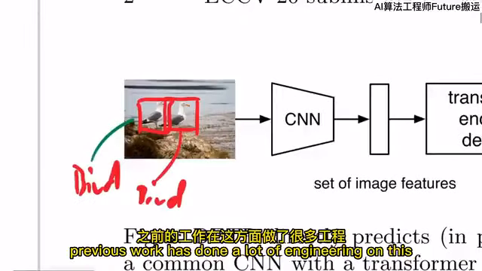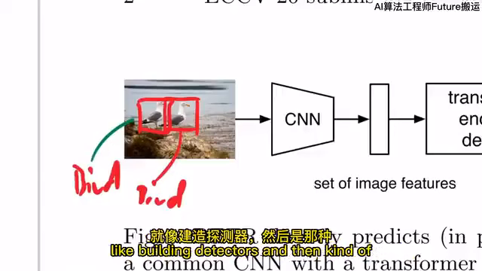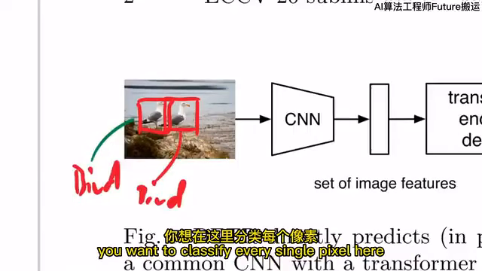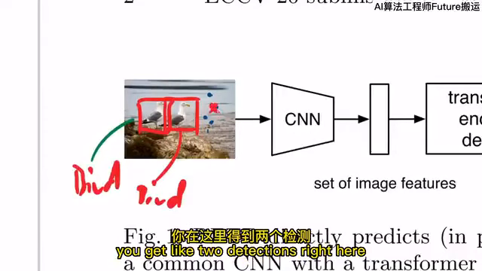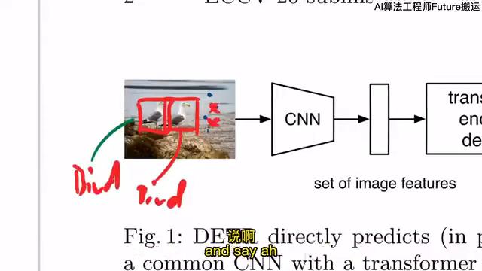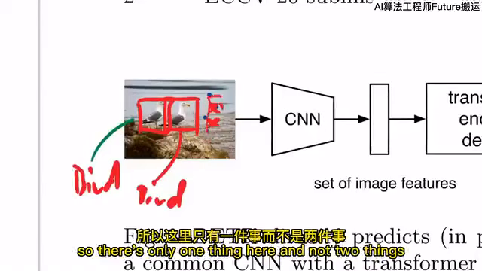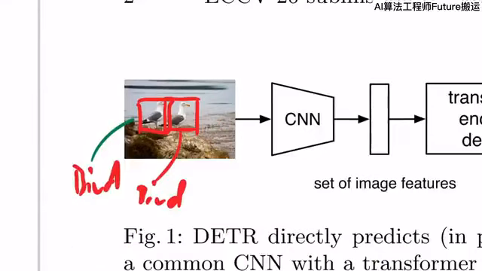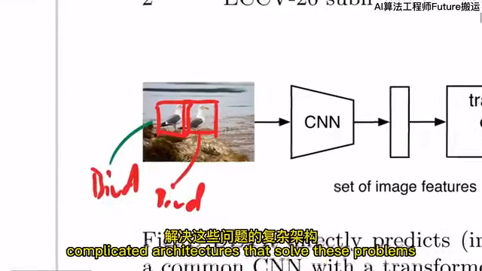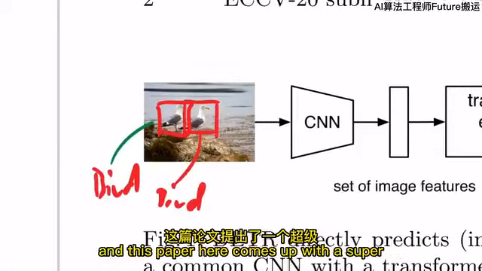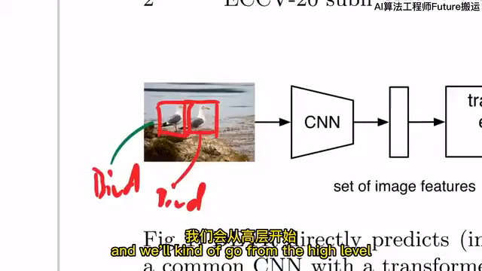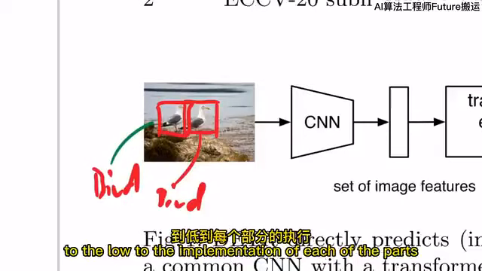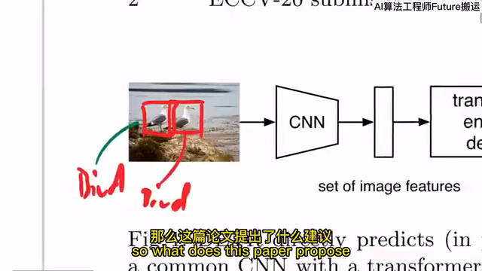Previous work has done a lot of engineering on this, like building detectors where you classify every single pixel, and then you get two detections that are very close for the same class, and you say that must maybe be the same instance, so there's only one thing here and not two. There used to be very complicated architectures that solve these problems, and this paper comes up with a super simple architecture. We'll go from the high level to the implementation of each of the parts. So what does this paper propose?